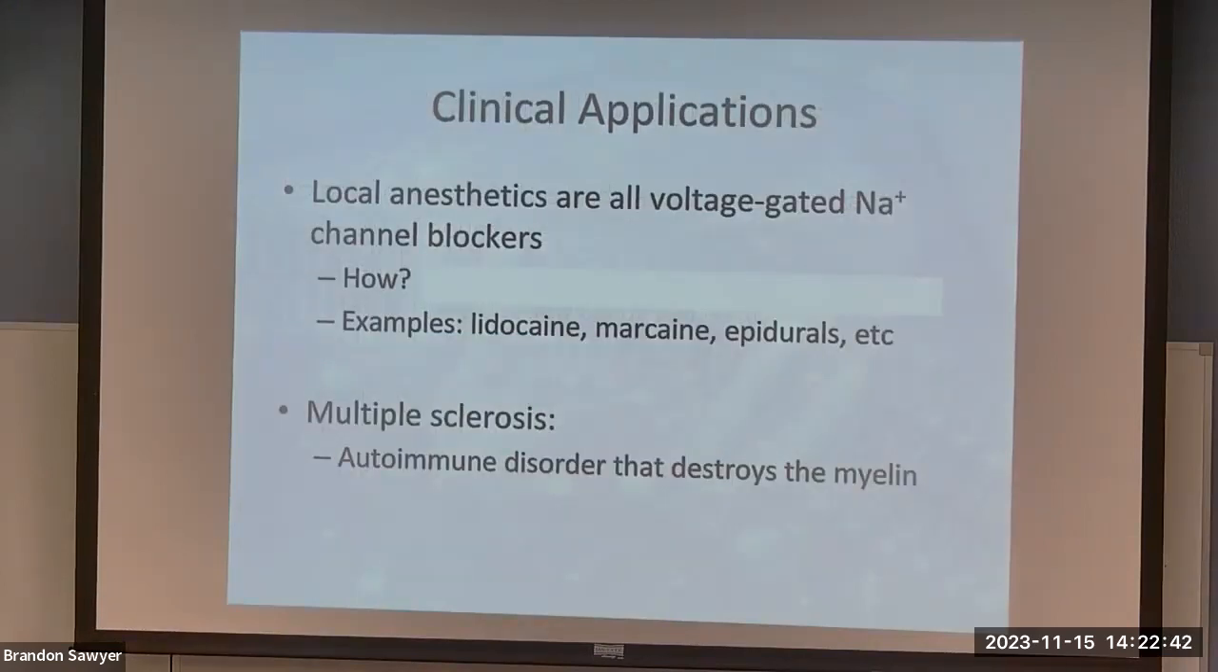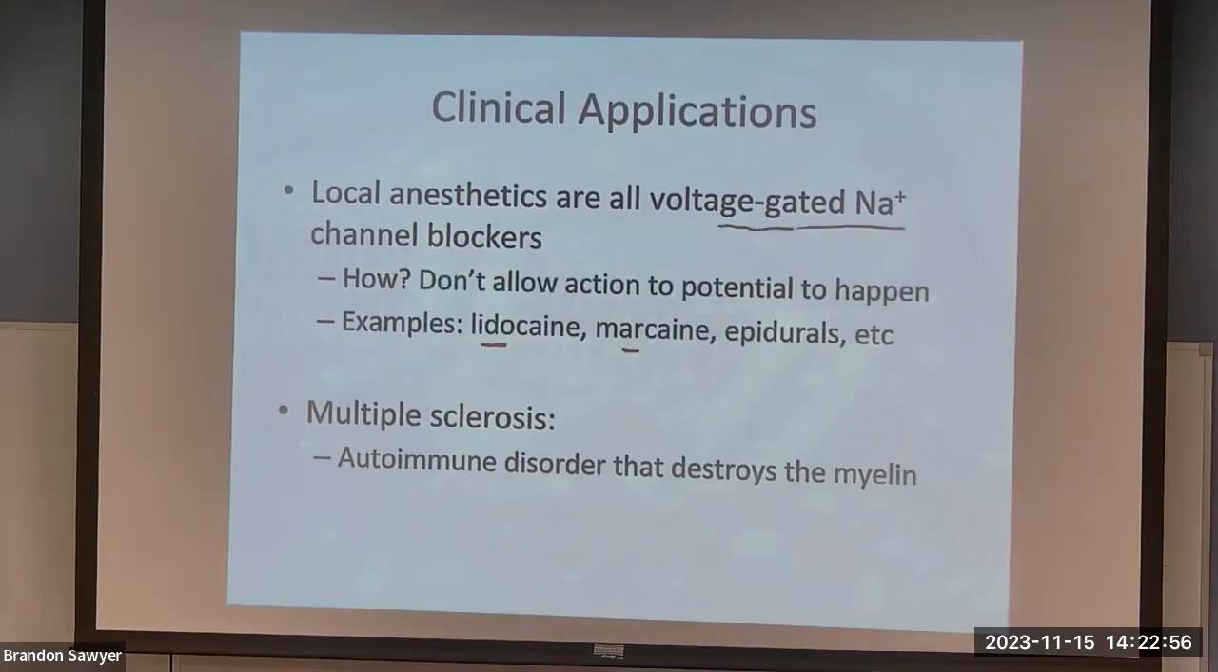Okay, we got a few minutes left. Let's talk about a few clinical applications related to this. So how many people have heard of lidocaine, Marcaine, things like that? Yeah, been injected with those maybe at one point in your life. What those things do is they block those voltage gated sodium channels, those ones with the two gates we've just been talking about. They bind to those voltage gated sodium channels. They just get them stuck there, right?